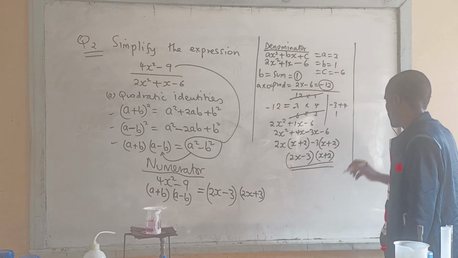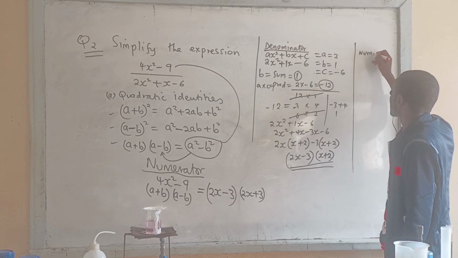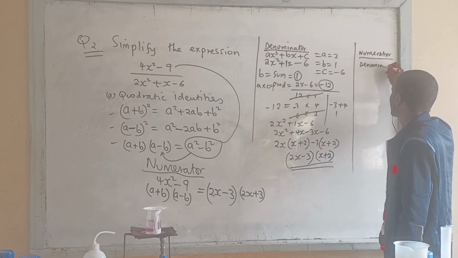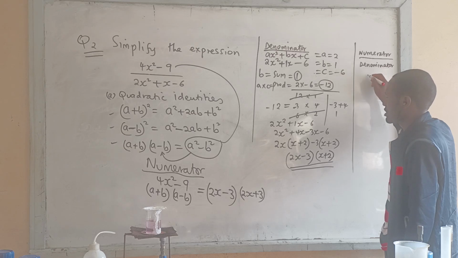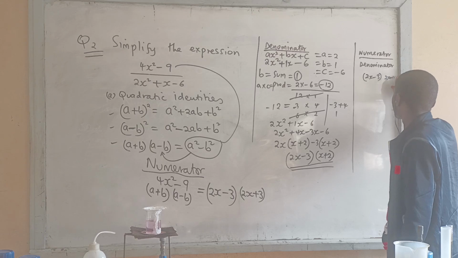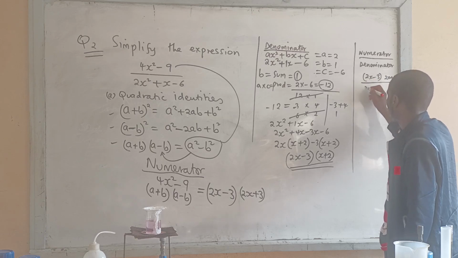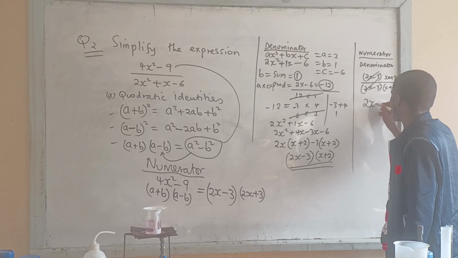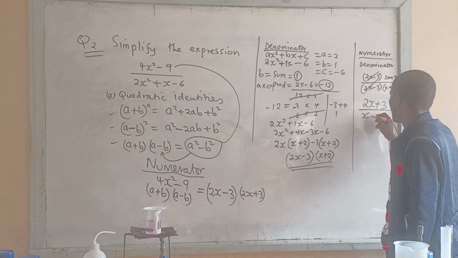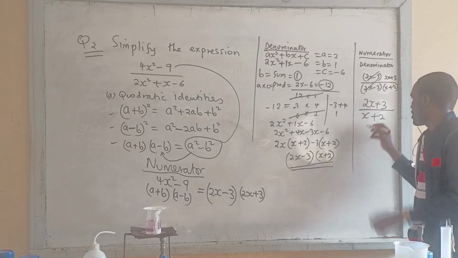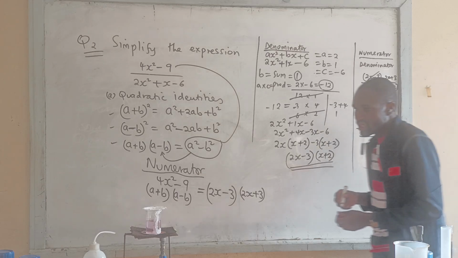To finally finish this question, you say numerator over denominator. So you have numerator 2x minus 3, then 2x plus 3, divided by 2x minus 3, then x plus 2. So the common factor will disappear. Our final answer is 2x plus 3 divided by x plus 2. We can't cancel this x and this x, because the sign between these expressions is positive, so we cannot cancel out anything outside that.